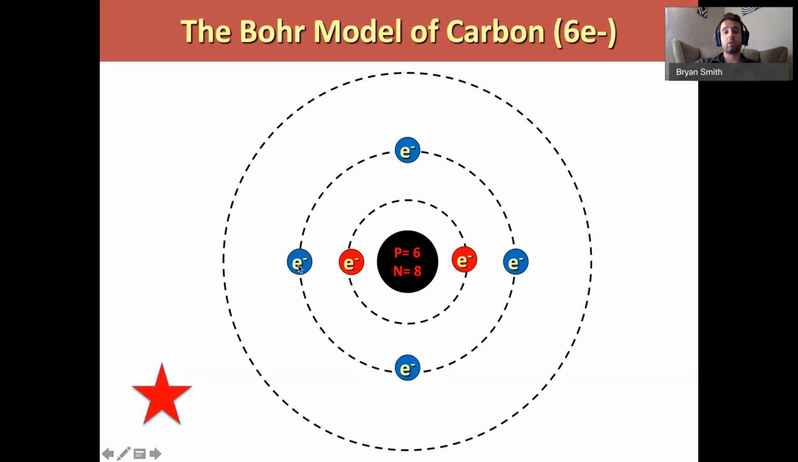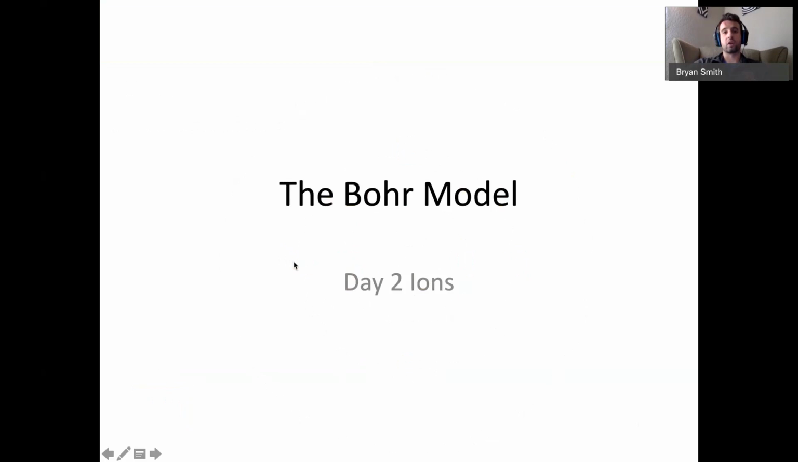Lastly, we have carbon. Here's what carbon looks like. It's got 6 protons and 8 neutrons. We wanted carbon 14, so 6 plus 8 gives us 14. 6 because it's carbon, and 14, like I said. The number of valence electrons here, we have 1, 2, 3, and 4. 4 valence electrons for carbon.